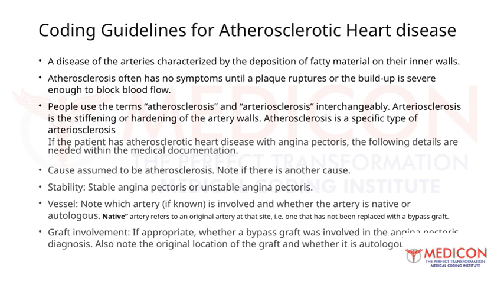Now, when documenting a patient with atherosclerotic heart disease who also has angina pectoris, there are key details you need to include. First, specify the cause. It's usually assumed to be atherosclerosis, but if there's another cause, make sure to note that. Next, indicate whether the angina is stable or unstable, as that affects coding and clinical management. Also, identify which artery is involved if known. Be specific about whether it's a native artery, meaning the original artery at that site, or an autologous graft, which is a graft taken from the patient's own body.